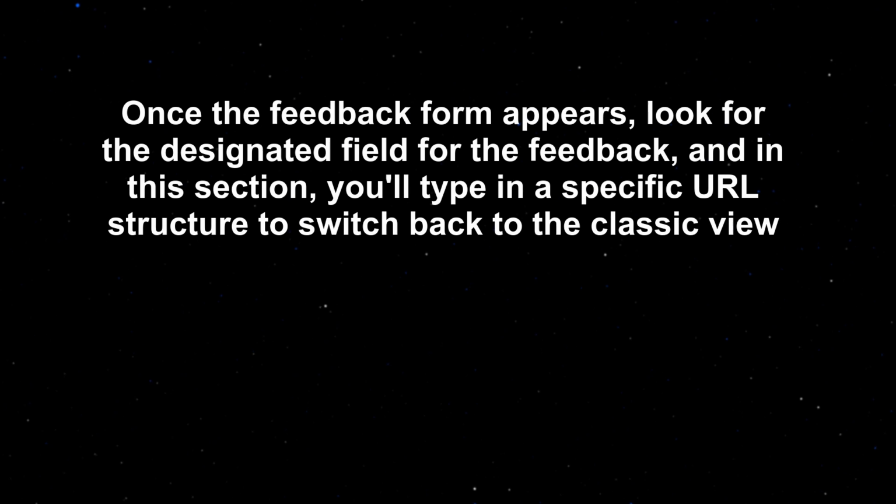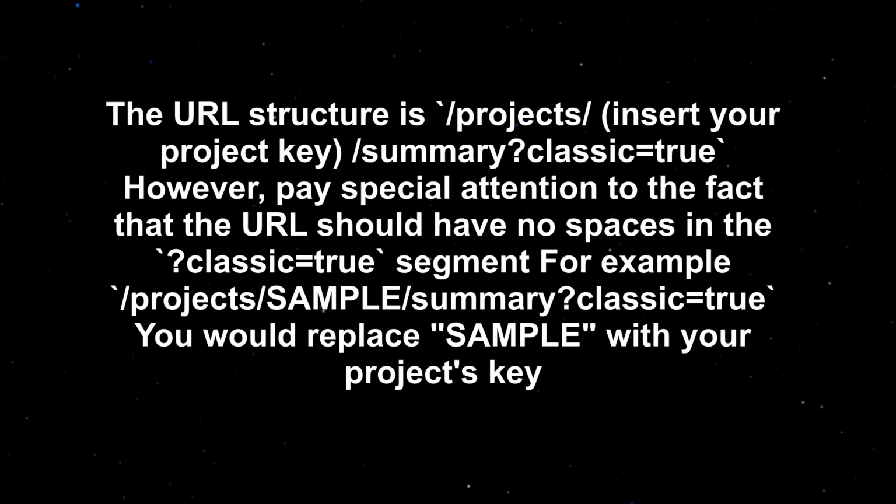Once the feedback form appears, look for the designated field for the feedback, and in this section, you'll type in a specific URL structure to switch back to the Classic view. The URL structure is projects, insert your project key, summary, classic equals true. However, pay special attention to the fact that the URL should have no spaces in it.